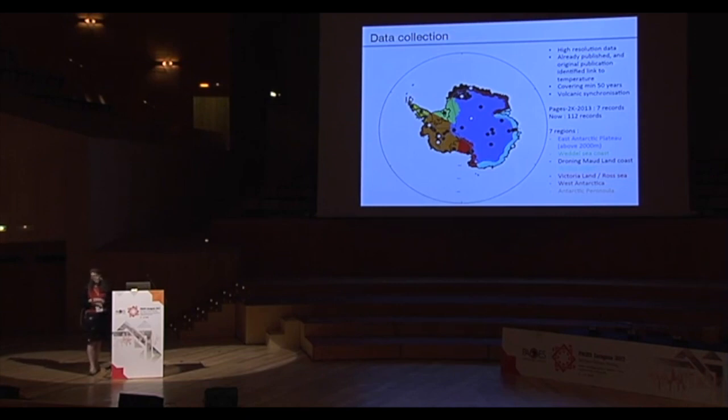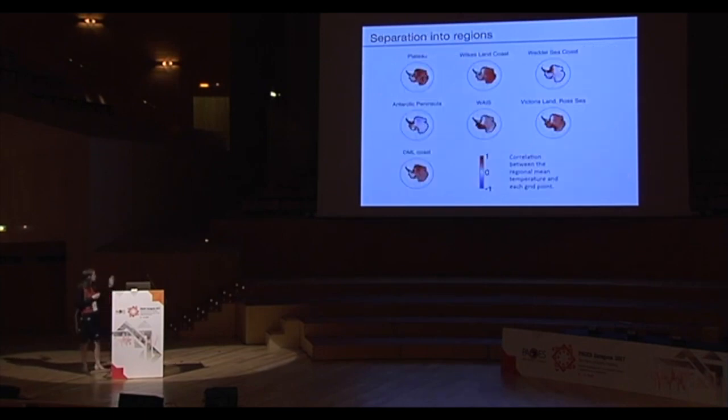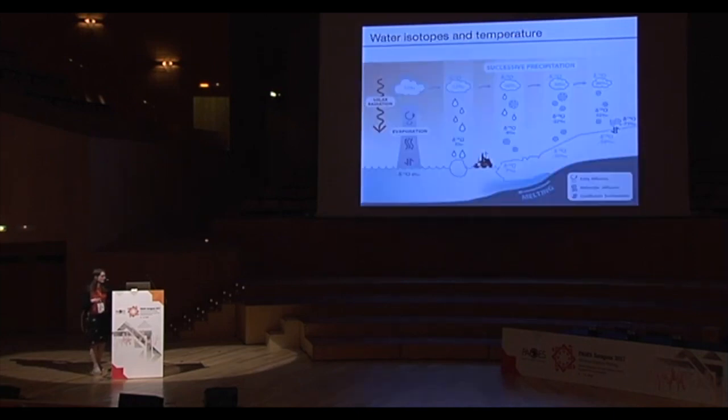Then we divided them into 7 regions because we wanted our stack to be meaningful, and we know that the climate in West Antarctica is nothing like the climate in East Antarctica. So we have 7 regions. Here is the correlation between the mean of each region and the grid of temperature around Antarctica. You can see that the Weddell Sea region is highly correlated with the Weddell Sea, and the Antarctic Peninsula with the Antarctic Peninsula, so we think our regions make sense.